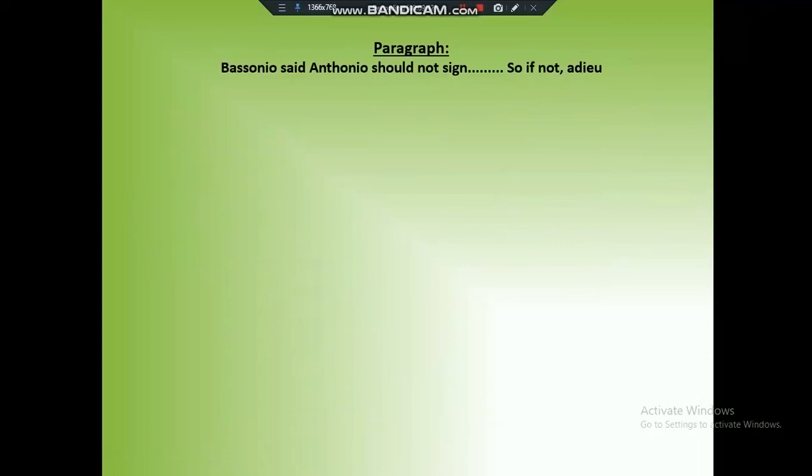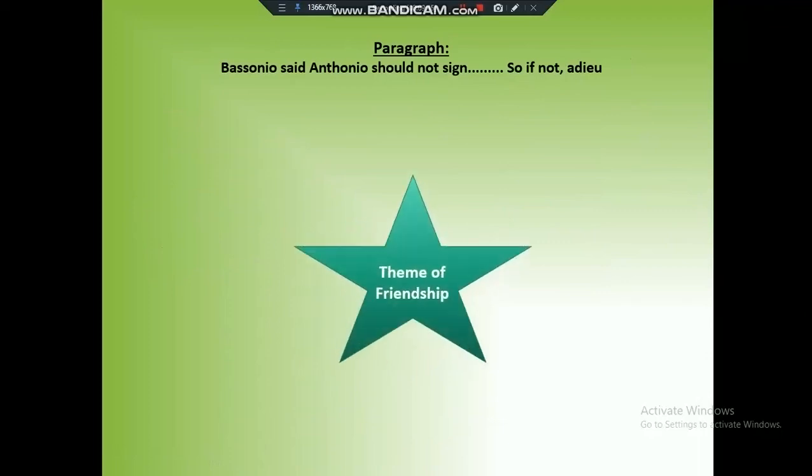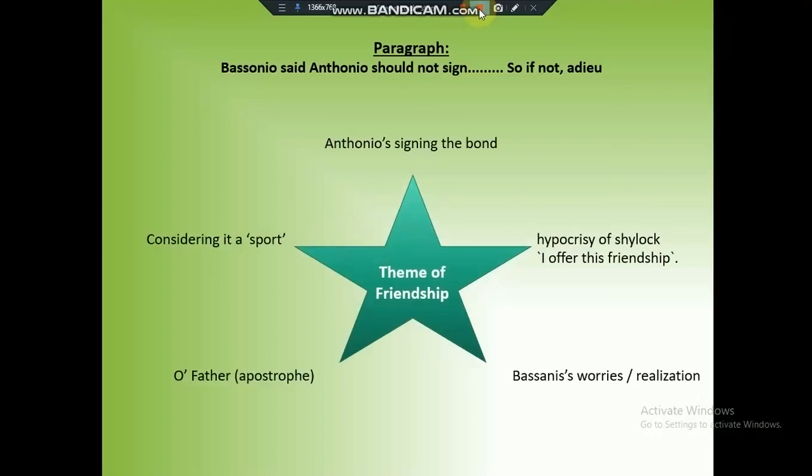Now, what is basically going on between Antonio and Shylock, and what does Shylock explain about his grudges, or about the personality that he has hidden? Basically, Shylock has not exposed his personality.